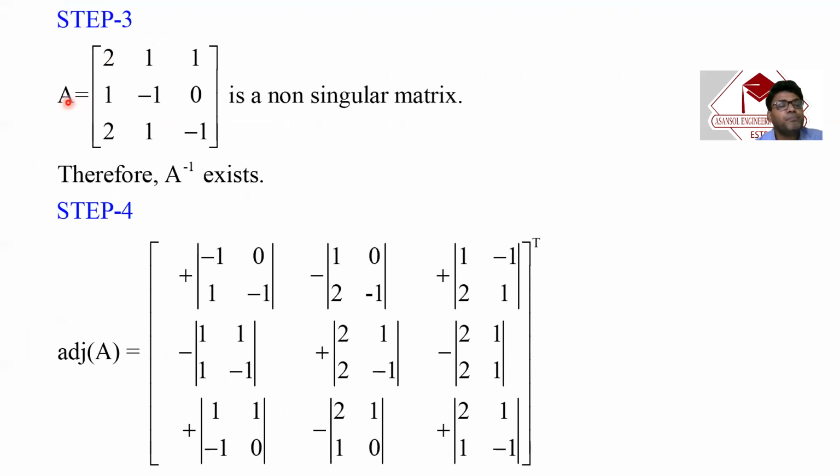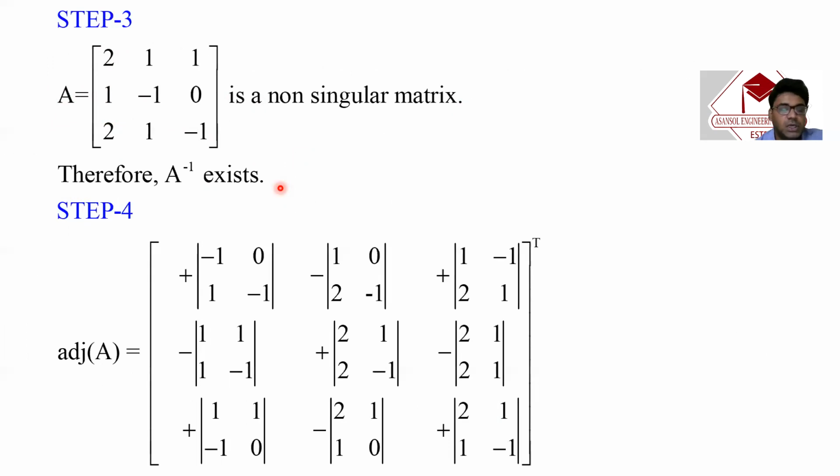So that means, for the A matrix in step 3, you should conclude what type of matrix A is. So write down: here A matrix is a non-singular matrix, therefore A inverse exists. Clear? So our third step is over.